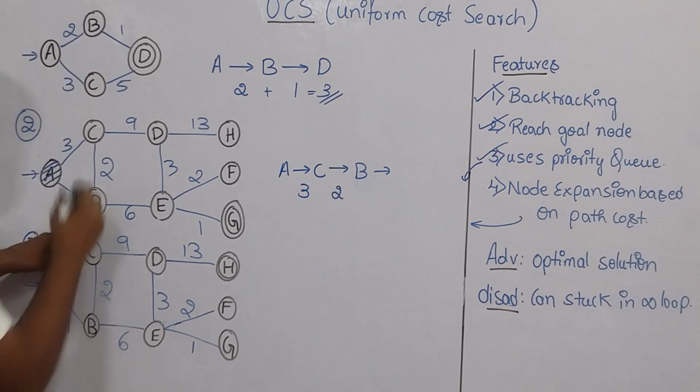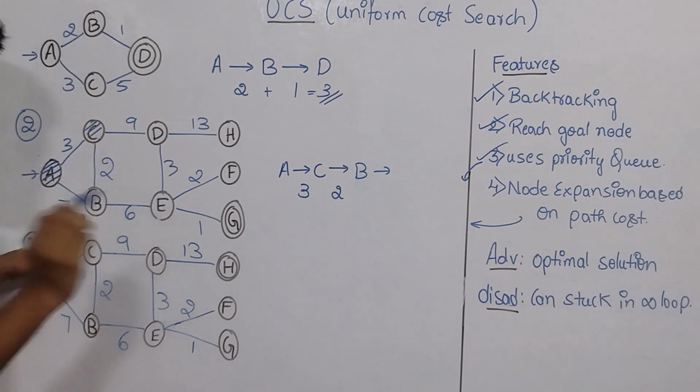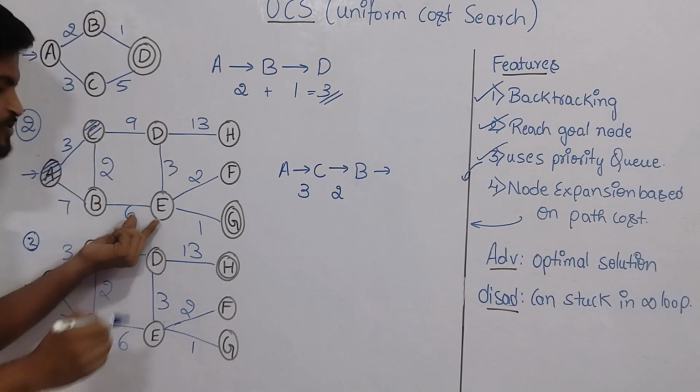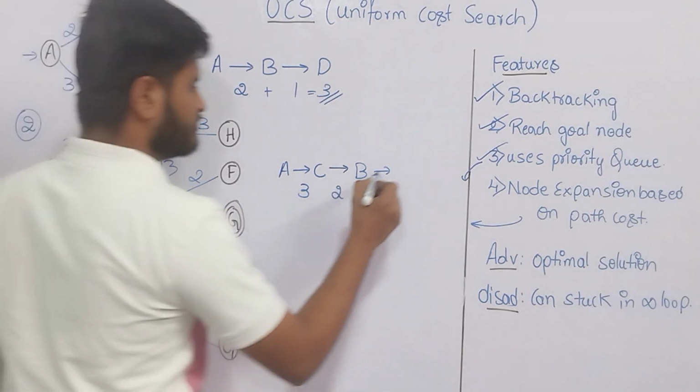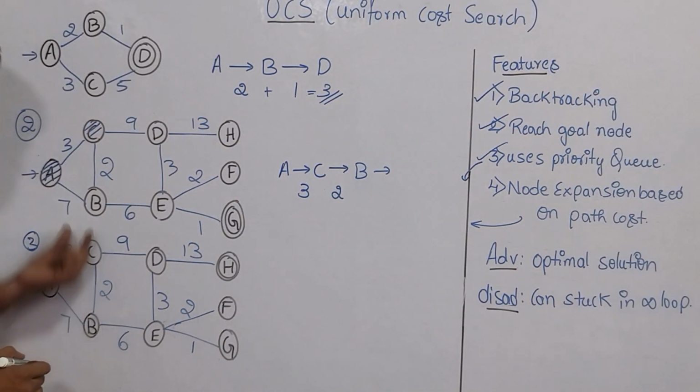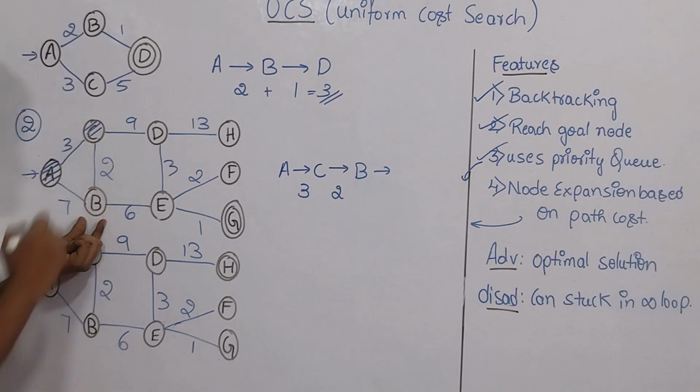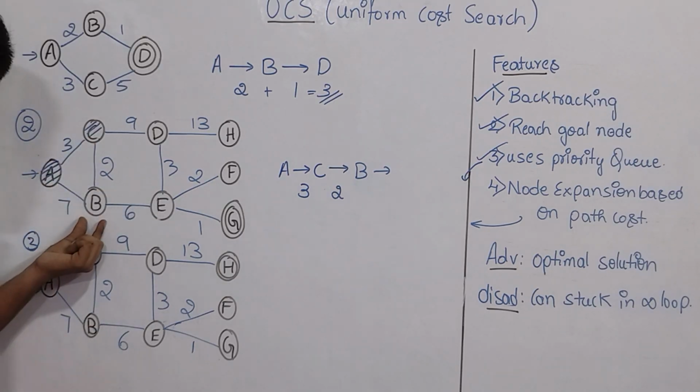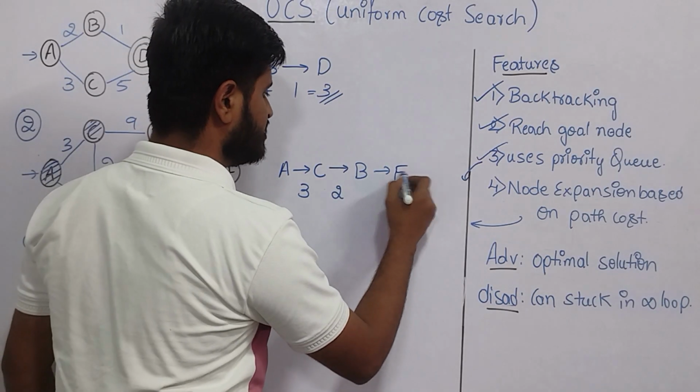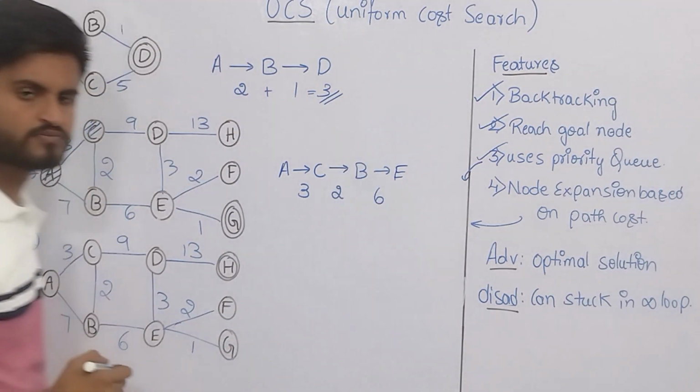Next, from B I can't go back to C because C is already traveled. From B, I can only move to E. So, from B to E, the cost is 6.